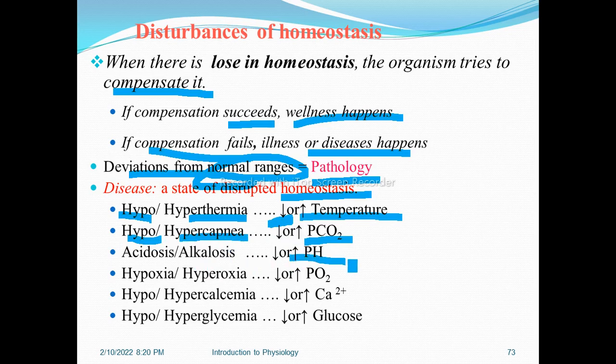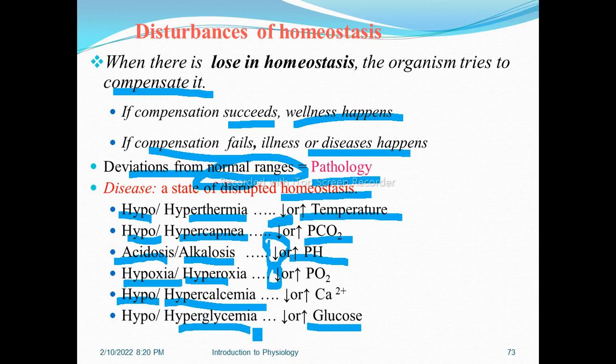If pH increases in our blood or body, we say alkalosis, and if pH decreases, we say acidosis. If partial oxygen is increased, it is hyperoxia. If partial oxygen decreases, we say hypoxia. If calcium increases in blood, we say hypercalcemia, and if calcium decreases in blood, hypocalcemia. If glucose increases in the blood, we say hyperglycemia. If the amount of glucose in the blood decreases, we say hypoglycemia. So these are signs of deviation.